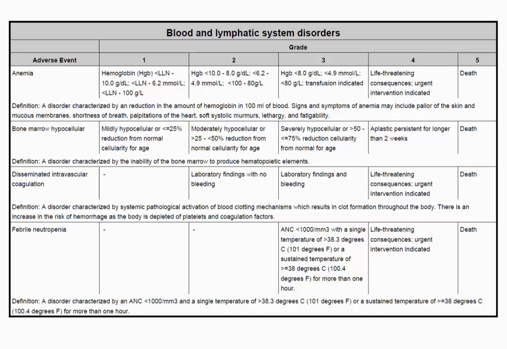This is the first page of the CTCAE version 4.03. These are organized alphabetically in their own category. The system organ class we are looking at is blood and lymphatic system disorders. You can see the adverse event term, for example, anemia or bone marrow hypocellular, and you can also find the definitions provided for each term. Each grade is from 1 to 5, and you can see the clinical description of that adverse event for each grade.